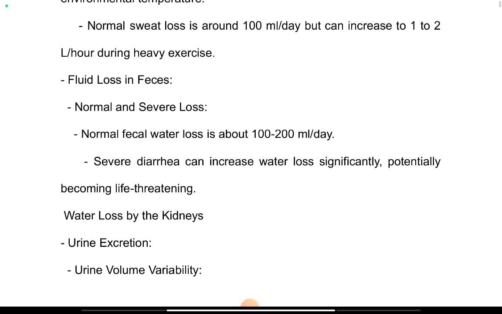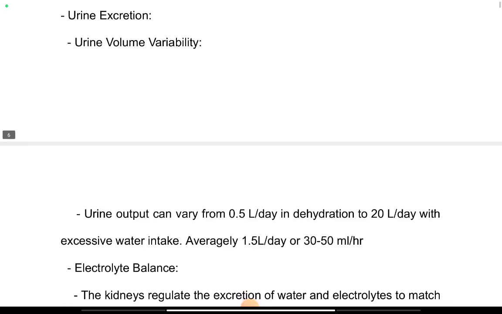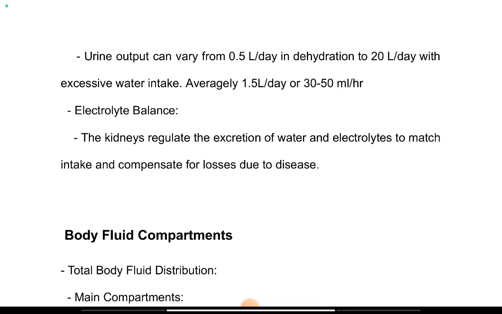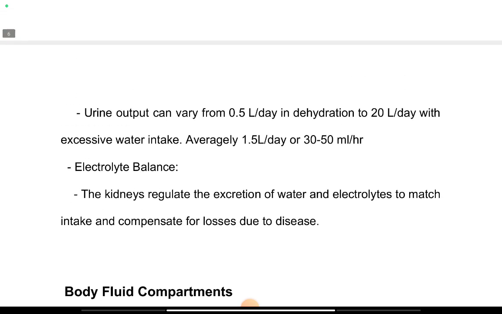So water loss by the kidney has been explained, 1.5 liters, as I've said, or 30 to 50 ml per day. Okay. So in a case when a patient drinks a lot of water, this 1.5 liters might be increased. A patient can even urinate as much as 10 liters in a day, as opposed to 1.5 liters per day.